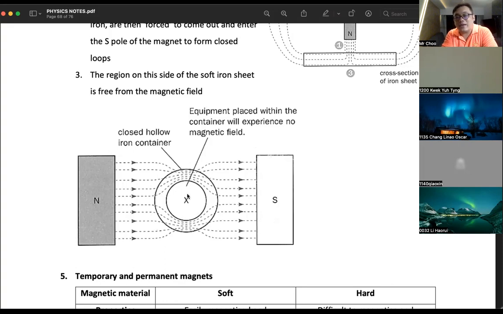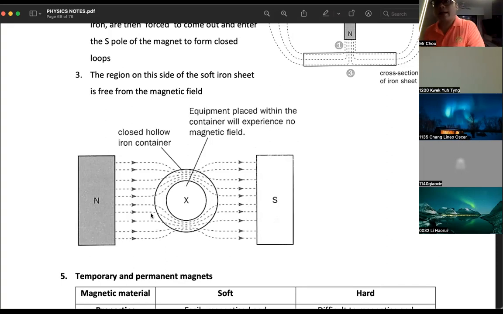If you have an iron ring inside here, in this configuration, this soft iron container acts like a shield. So when you put any magnetic material inside, you will not experience any magnetic attraction. Is that clear? Okay, so this is another example.